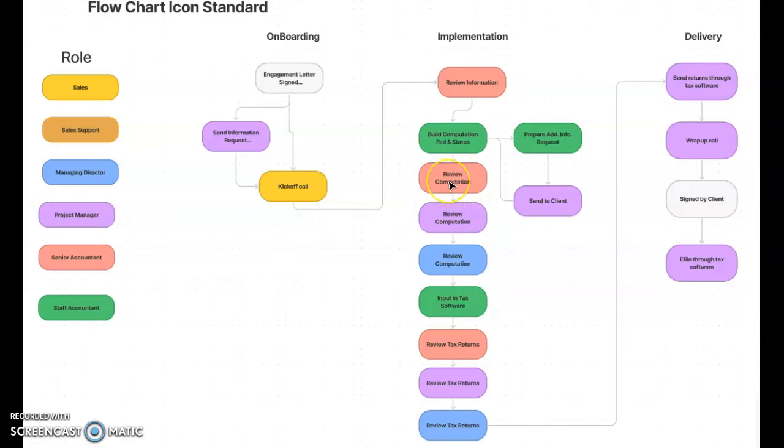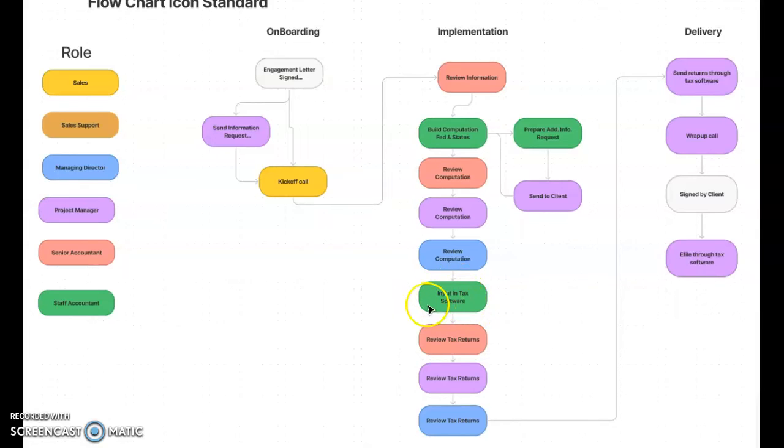Once senior accountants review it and feel it's complete, it will be passed along to the project manager, and the project manager once again will be reviewing technical points. If he or she thinks the computation is complete and 100% accurate, it will be passed to the managing director. Once all of that is complete and the calculation is completed, it will go back down to staff accountants to input that information in the tax software.